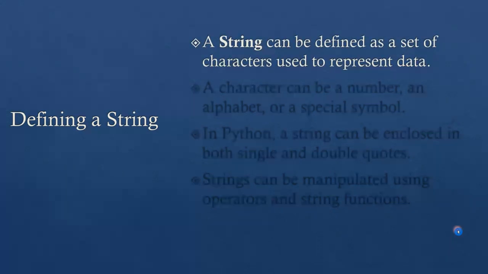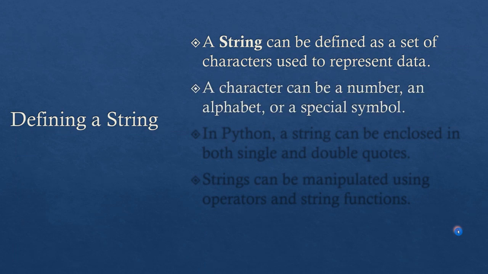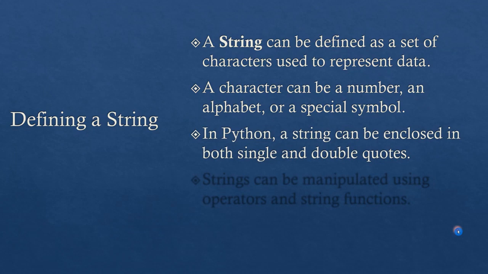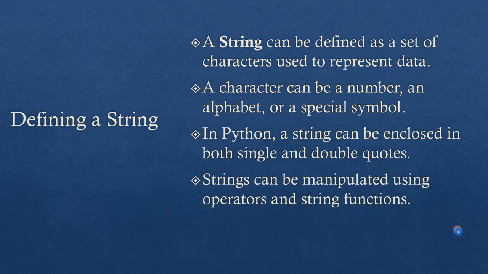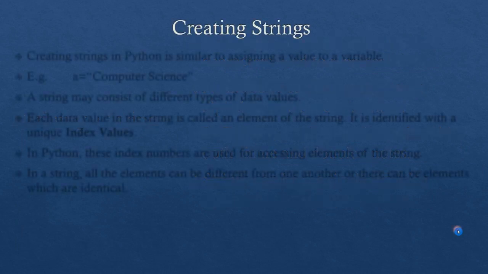What does string mean? A string can be defined as a set of characters used to represent data. That particular character can be a number, an alphabet, a symbol, or even the space which we leave between the words. A set of characters is called a string. In Python, a string can be enclosed in single quotation and even in double quotation. Strings can be manipulated using operators and string functions. In this video, we are going to learn about operators, and in the next video, I'll explain about string functions.